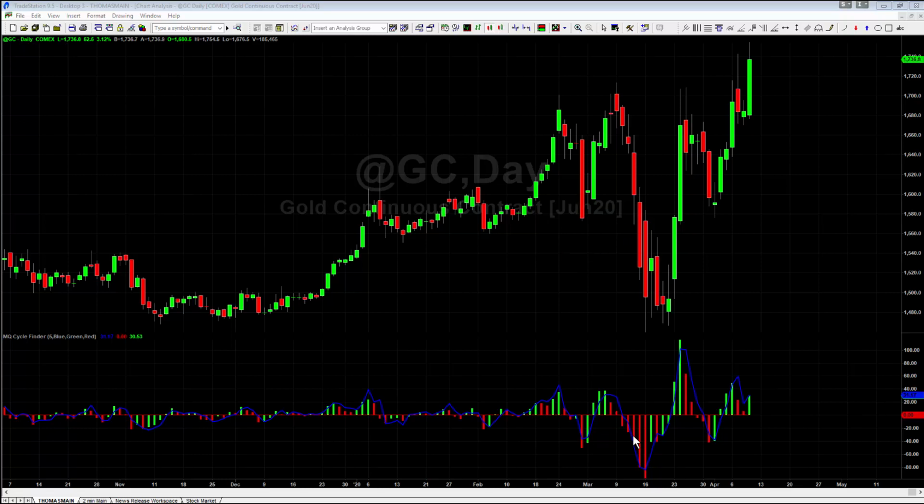So the Cycle Finder is this oscillator you see down here at the bottom, and it's looking for both long and short-term market cycles. The way that we determine these is based on whether or not the histograms are above or below the midpoint, the zero level, and also based on the color of the histograms. So green histogram bars mean bullish short-term cycle. Red histogram bars mean bearish short-term cycle.